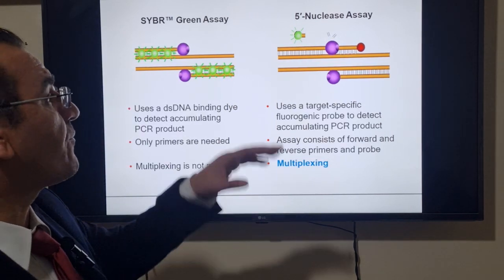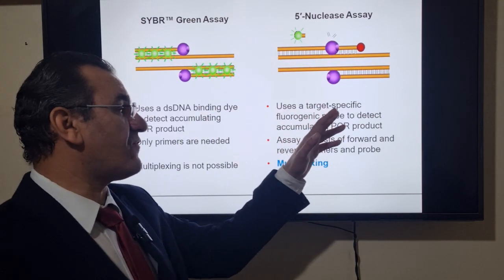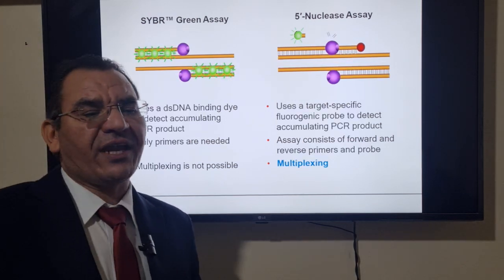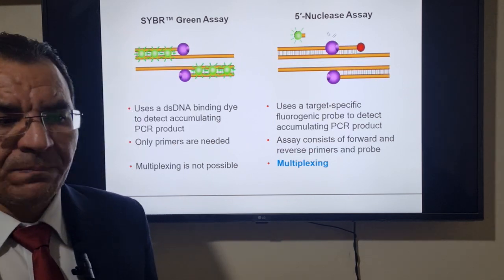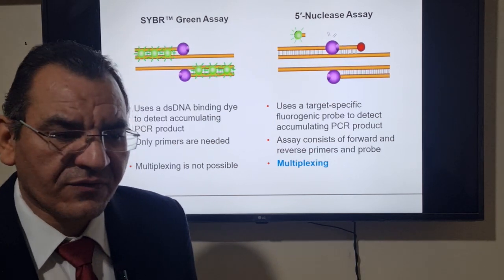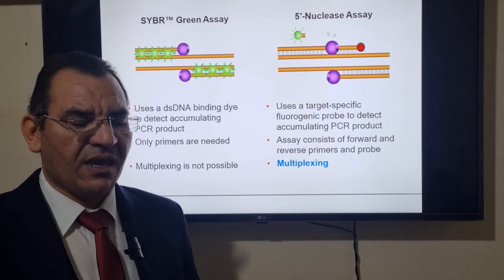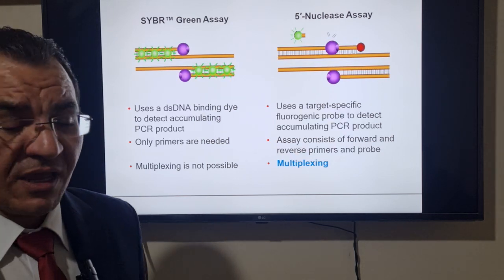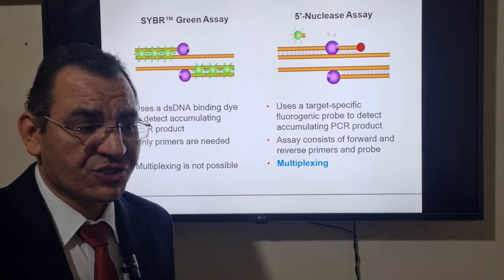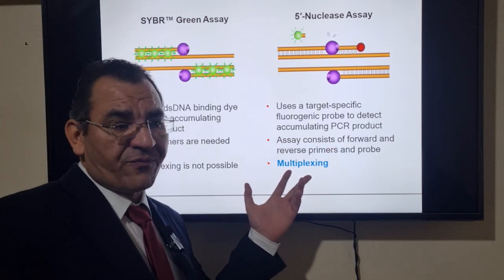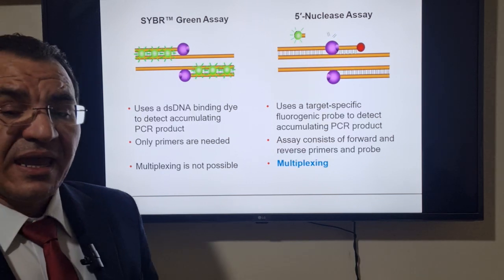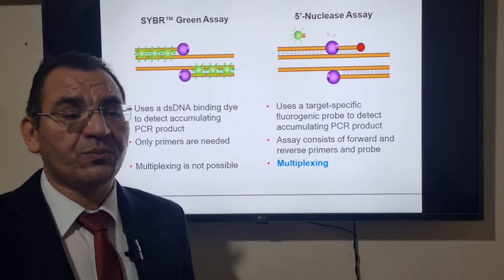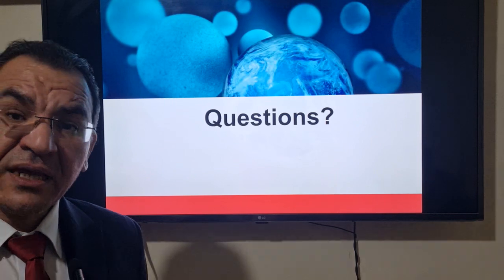On the other hand, 5' nuclease activity uses a target-specific fluorogenic probe to detect accumulating PCR product, and the assay consists of forward and reverse primers, as well as a probe. The probe is expensive, and this is one of the disadvantages of the 5' nuclease technology. But this gives us another advantage, the multiplexing property of the 5' nuclease assay. This helps us to quantify different genes simultaneously in a single tube, single reaction. Thank you for watching this video.